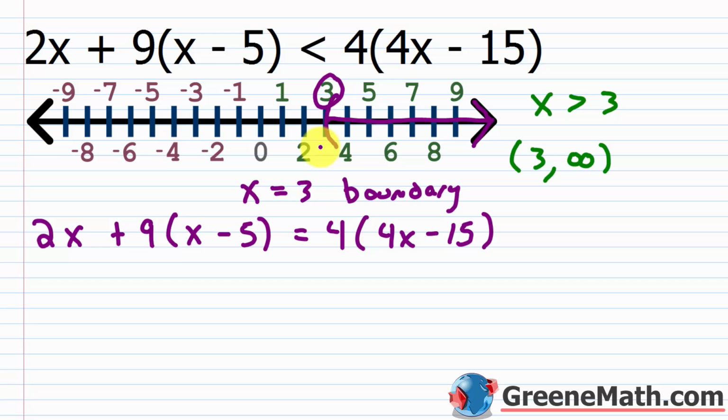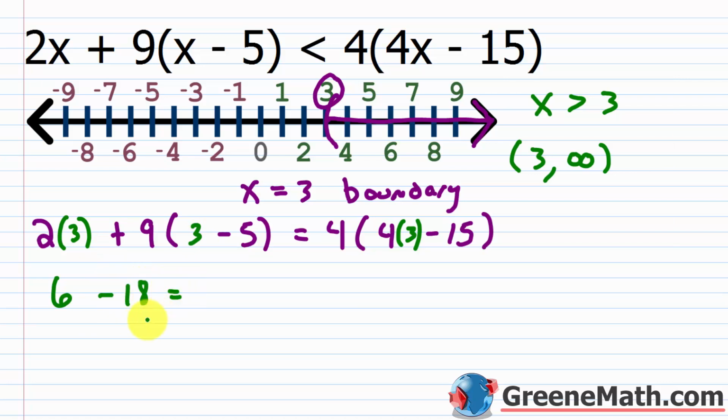We check our boundary. So essentially, I plug a 3 in for each occurrence of x. So I'd plug a 3 in here, and I'd plug a 3 in here, and I'd plug a 3 in here. And I'm looking to see if I get a true statement. So 2 times 3 is 6, plus 3 minus 5 is negative 2. 9 times negative 2 is going to be negative 18. So I can put 6 minus 18.